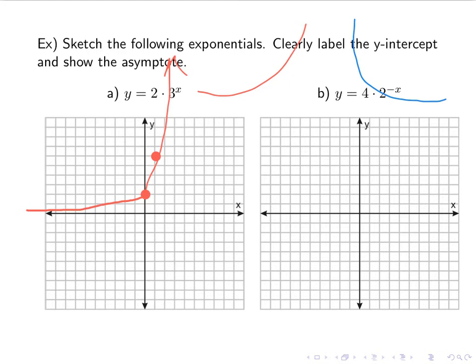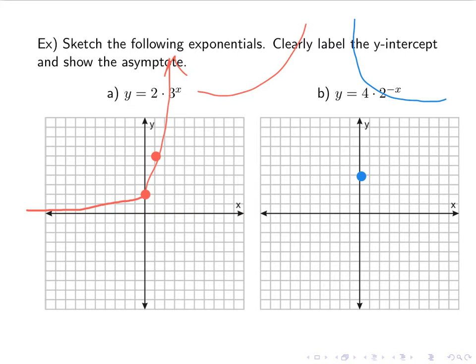So again, I'm going to plot a couple points first. When x is 0, I have 4 times 2 to the 0, which is 4 times 1, which is 4. I'm going to go through here. And then I'm going to choose a negative x value so that I have something that's not just going to 0 on the positive side. So I'm going to plug in, say, negative 2. So 4 times 2 to the negative 2, and now that I think about it, that's going to be too big. So I'm going to change that, and I'm going to plug in negative 1.